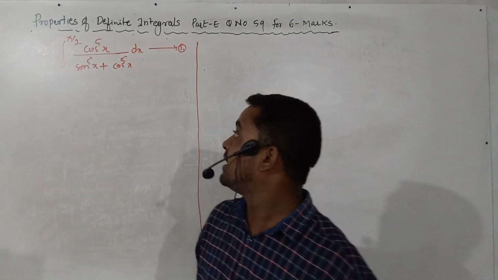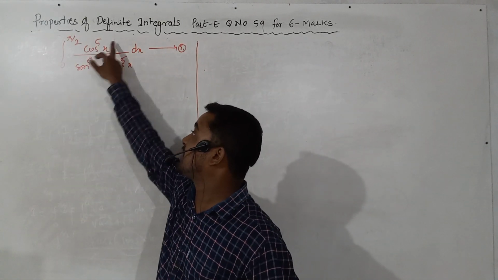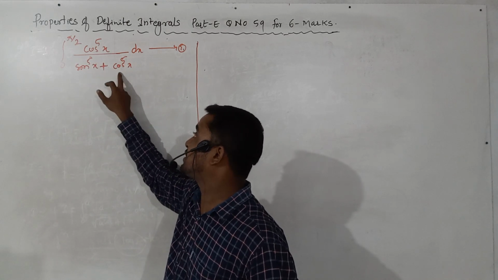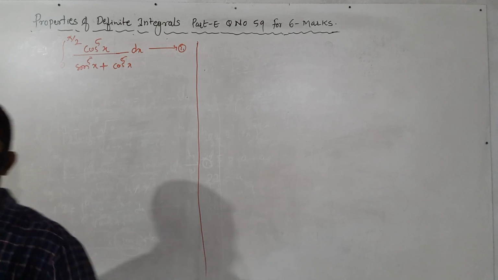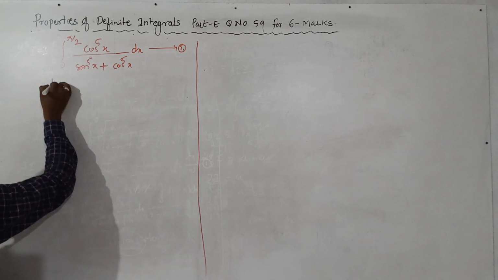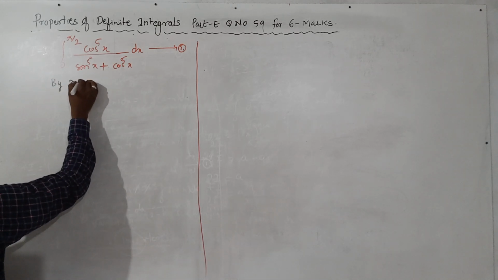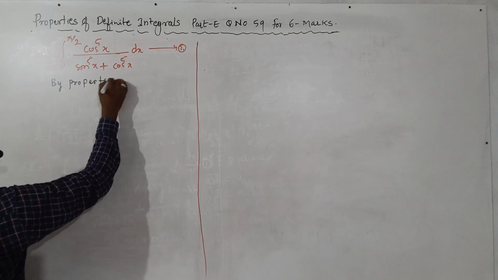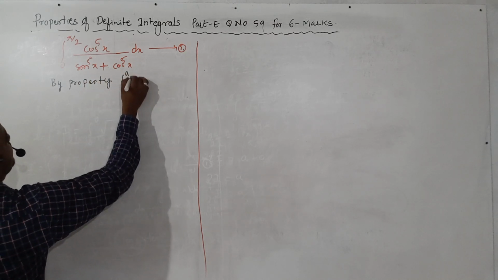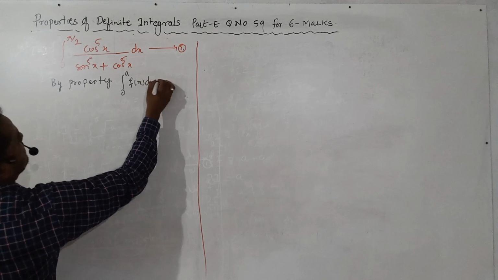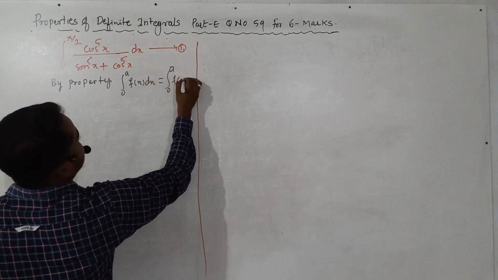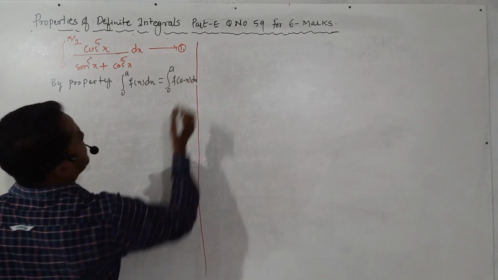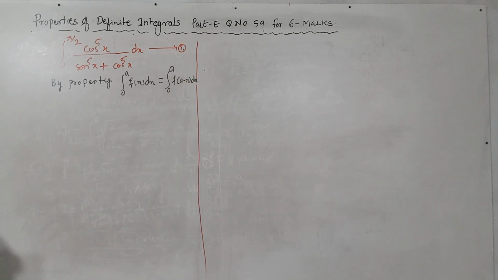Next problem. I is equal to integral 0 to pi by 2 cos raised to 5x divided by sin raised to 5x plus cos raised to 5x dx. Call this equation 1. By applying the property, what is the property here? By property, integration of 0 to a f of x dx is equal to 0 to a f of a minus x dx.